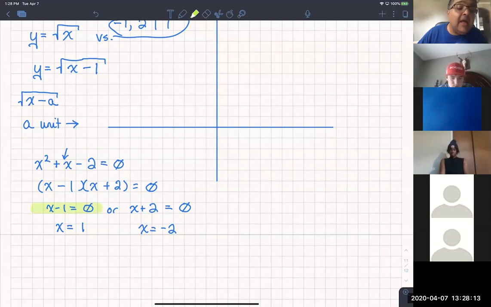Okay. I'm subtracting 1, right? I'm subtracting 1, but guess what? I'm becoming more positive. I'm going from 0 to +1. By subtracting 1 from x, I'm actually going more positive.